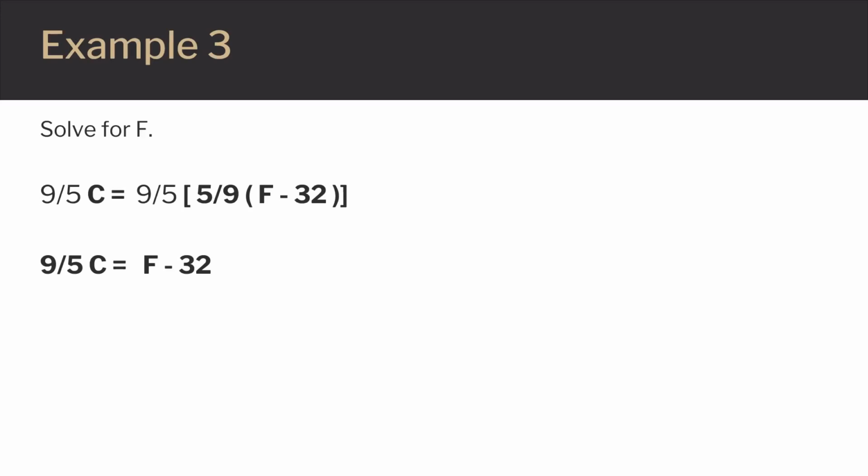Our next step is to cancel the minus 32. We add 32 to both sides of the equation. The 32's on the right side cancel. We've now solved for F. F is equal to 9/5 C plus 32.